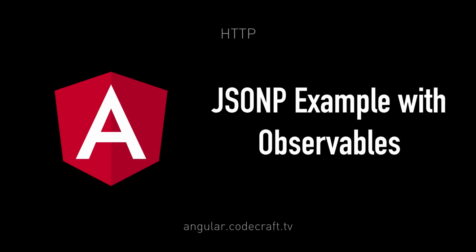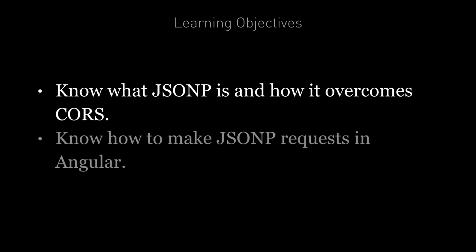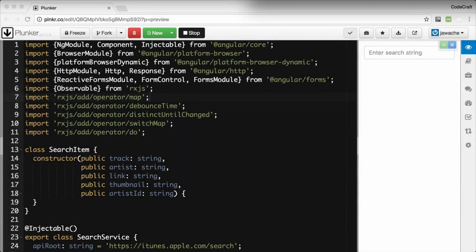In this lecture, I'm going to show you how we can get around the issue of CORS by using JSONP in Angular. By the end of this lecture, you're going to know what JSONP is and how it overcomes CORS. And you're also going to know how to make JSONP requests in Angular. Now, JSONP is a method of performing API requests which go around the issue of CORS.